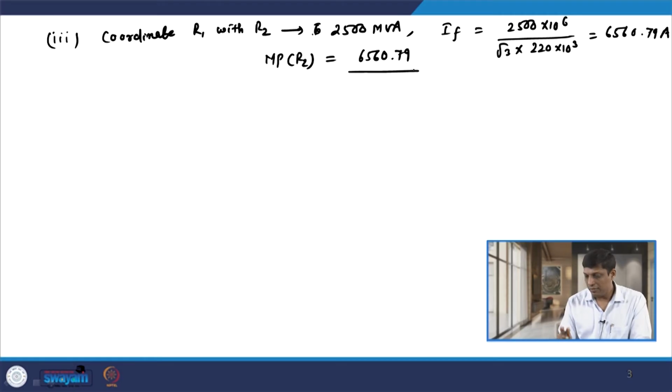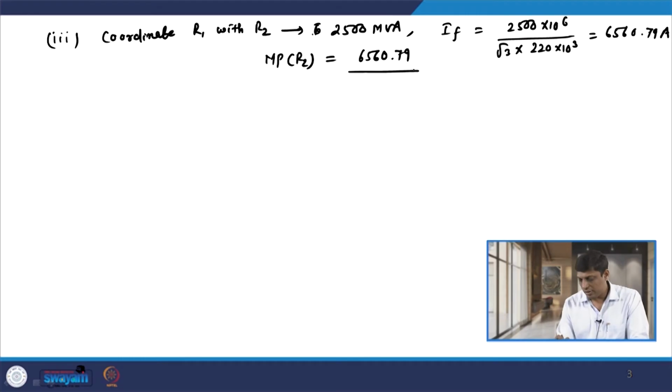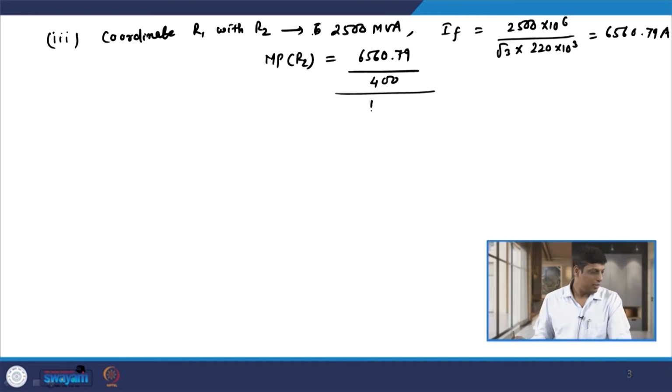So, for this fault current, let us calculate the multiple of pickup current of relay R2, that is 6560.79 divided by, if I consider the ratio of relay R2, that is 400 by 1 and its plug setting is 100%. So, 400 divided by 100%. If we solve this, the value comes out to be 16.4.